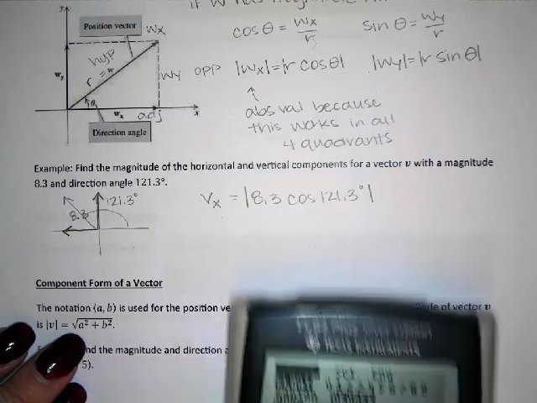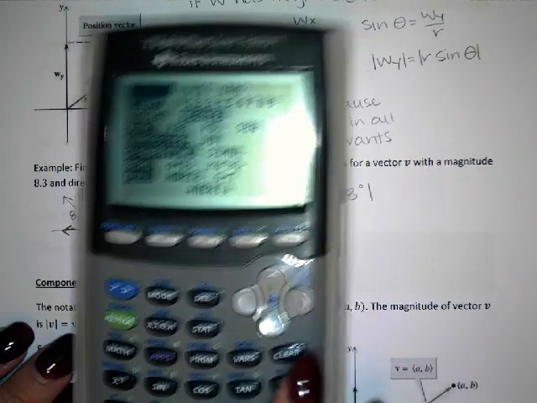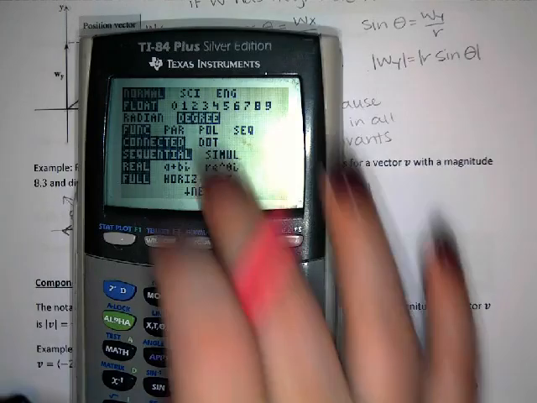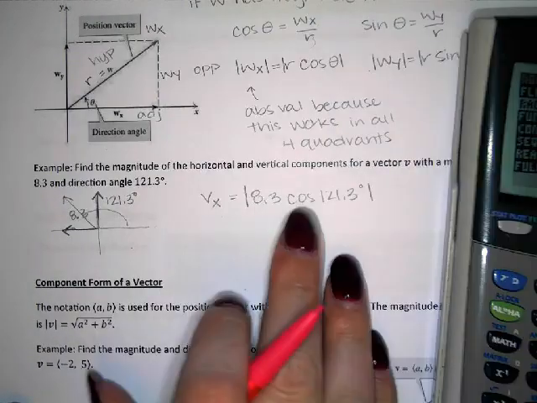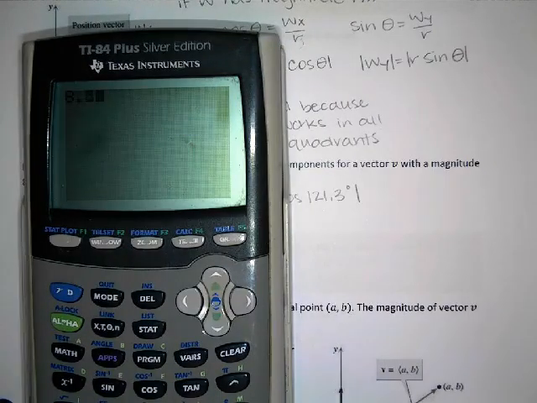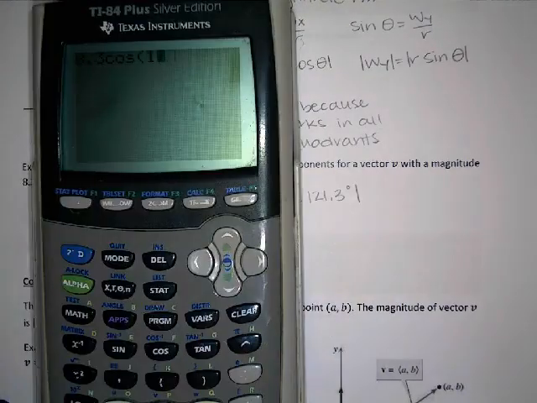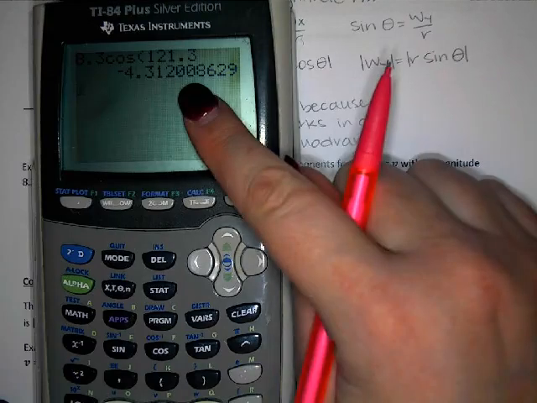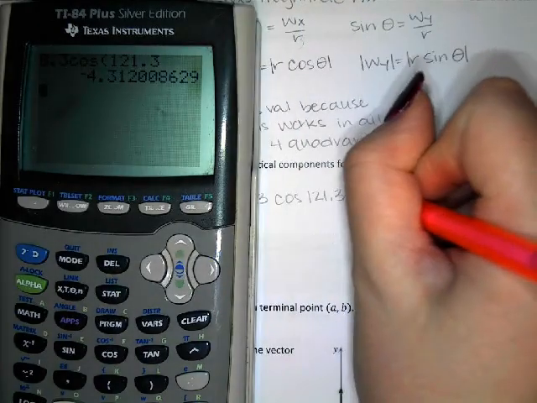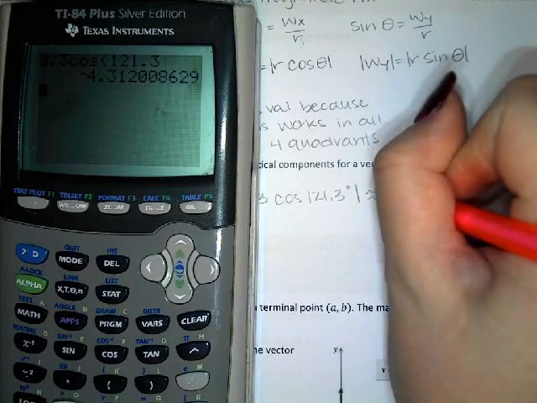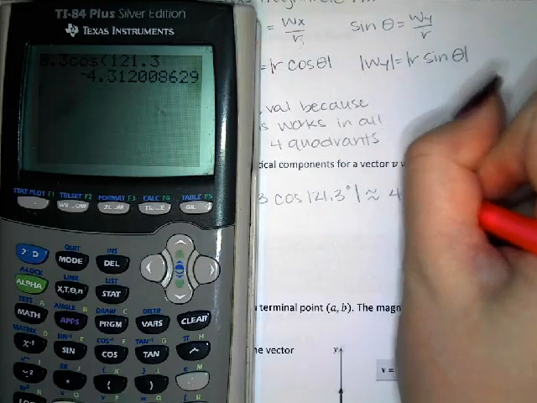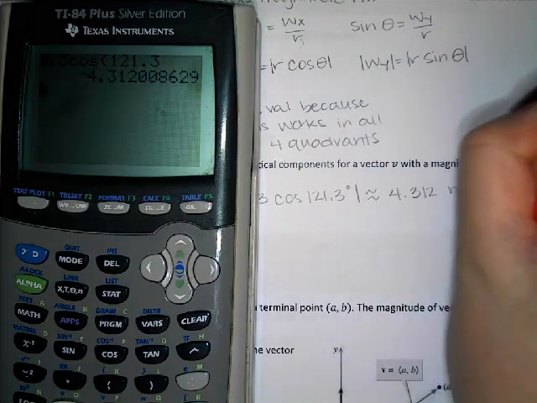Again, we're talking about angles that are in degree measure, so I'm going to make sure my calculator's in degrees because I'm about to hit the cos button. And I've got 8.3 cos 121.3. I'm going to take my negative answer and make it positive because this describes a magnitude. So this is a magnitude of 4, we'll just write 3 decimal places. Okay, so that's the magnitude.